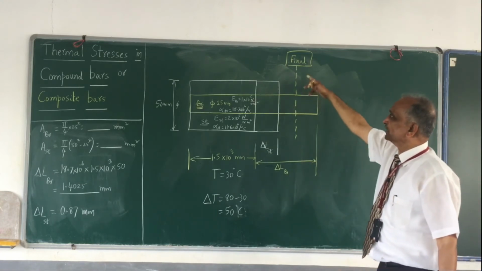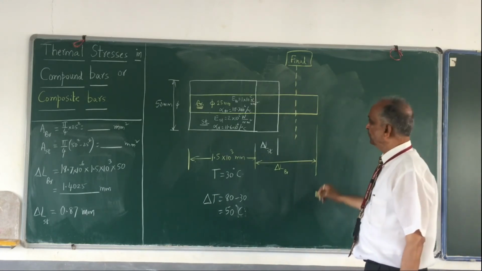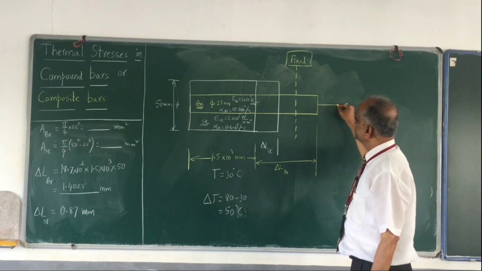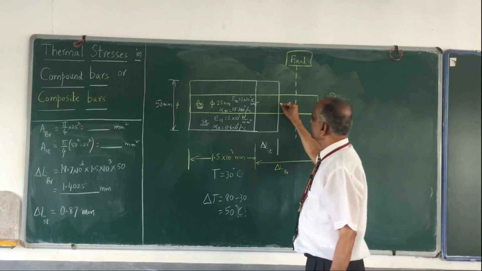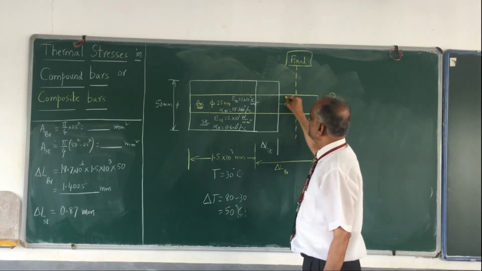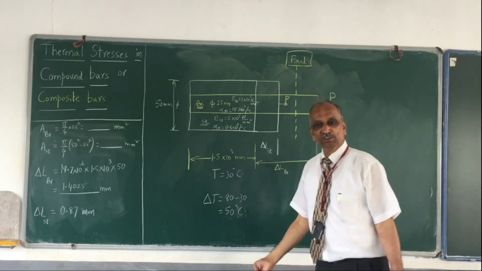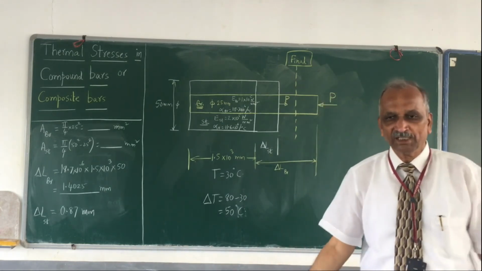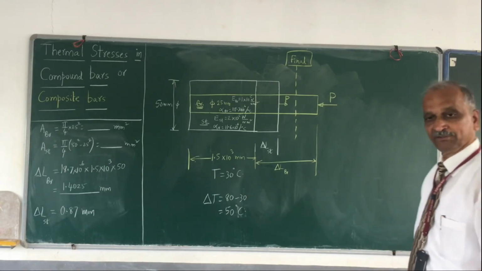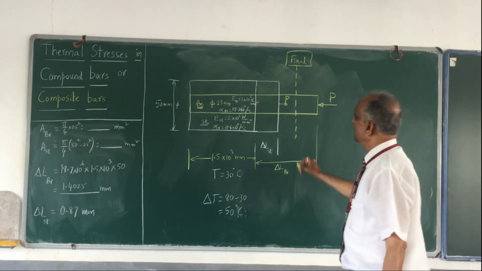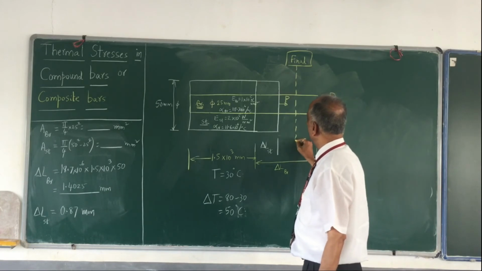So for their compromised position, what should happen? The brass must undergo a compression, and what about the steel? The steel must undergo expansion. Both forces must be one and the same, so that they cancel each other and the equilibrium condition is retained. Now, how much is this length, from here to here?